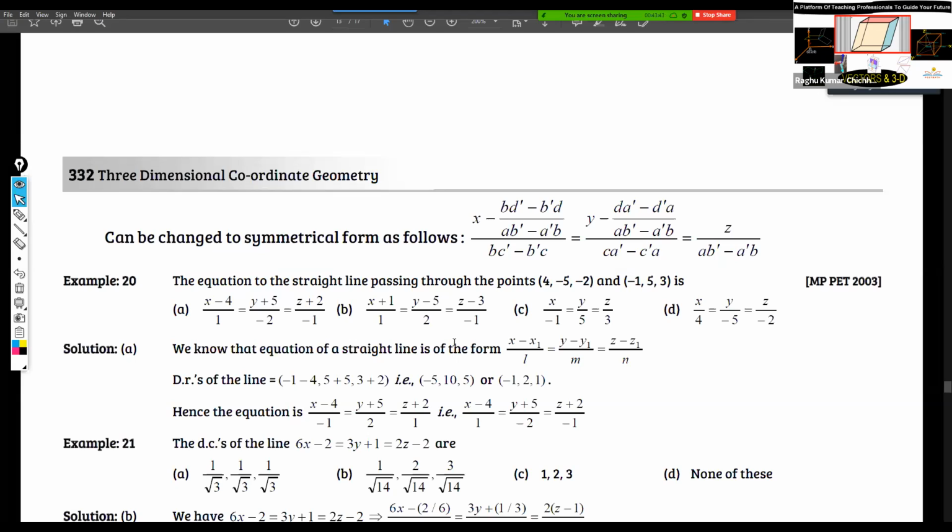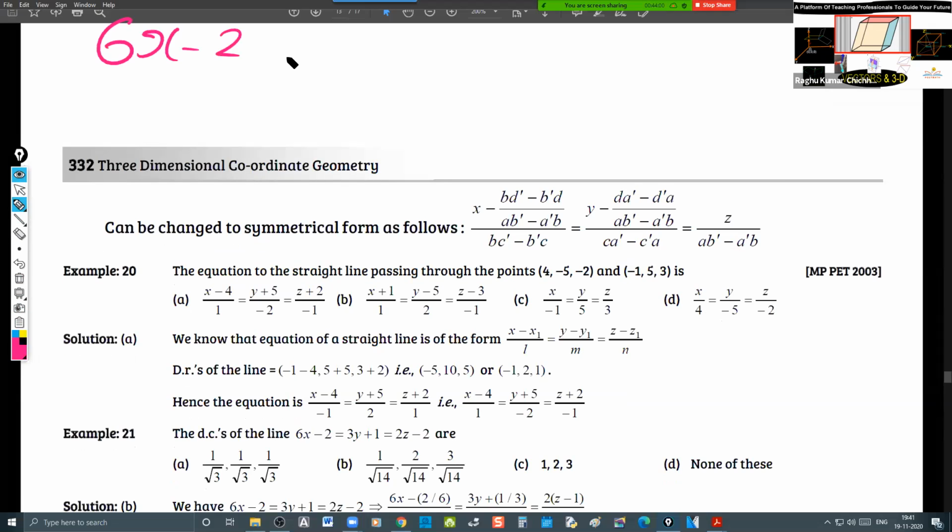Next one. The DCs of the line, this is the question I just discussed. We are doing now example 21. The DCs of the line (6x minus 2) is equal to (3y plus 1) is equal to (2z minus 2). He is asking for the DCs, don't forget, DCs of the line. See this carefully, please. It is very easy.